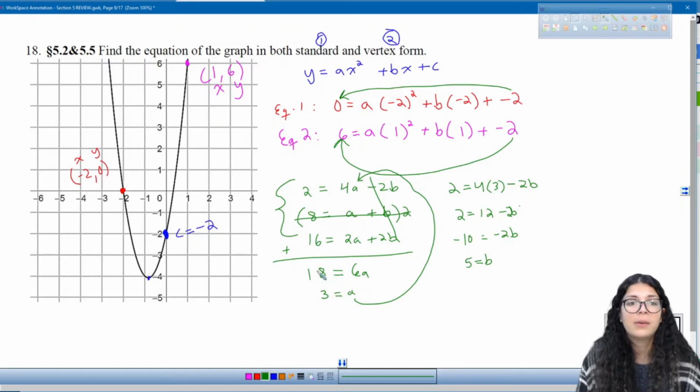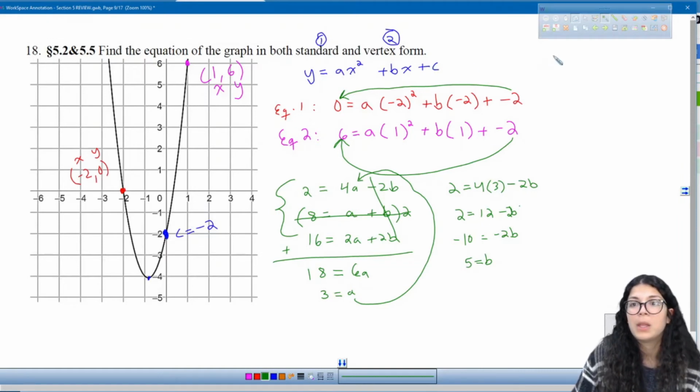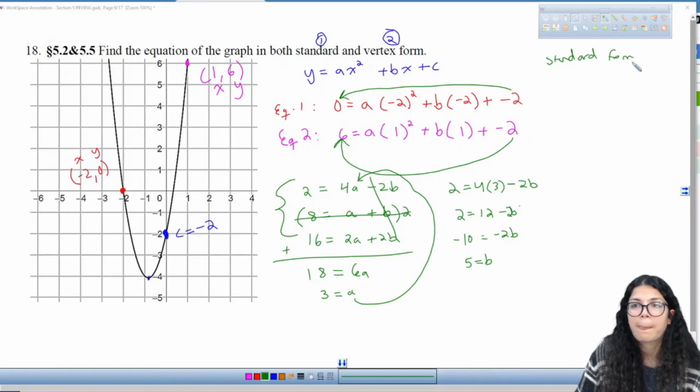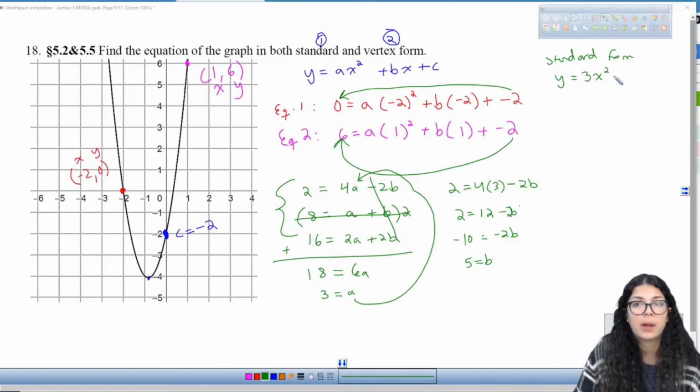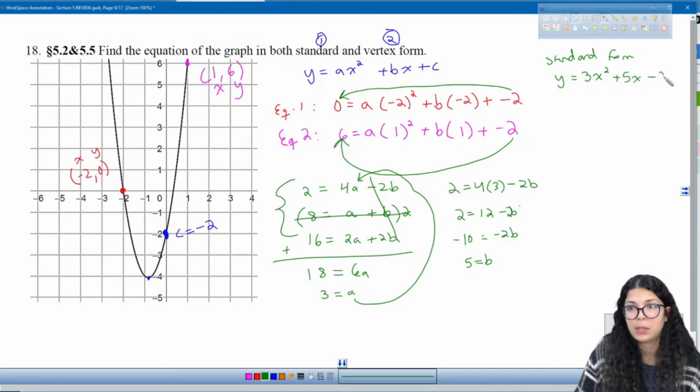So I have my a value, I have my b value, I have my c value, which means I could write standard form. So let's go ahead and write that standard form. Y equals a value 3 times x squared plus the b value 5 times x plus the c value -2. And that is your standard form.